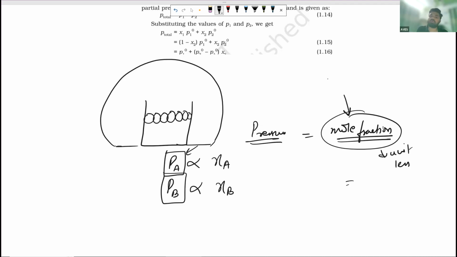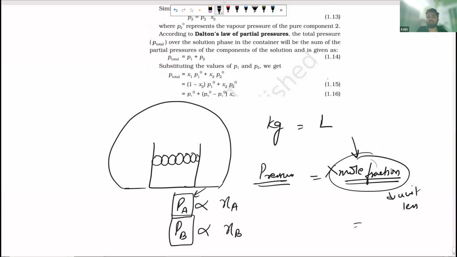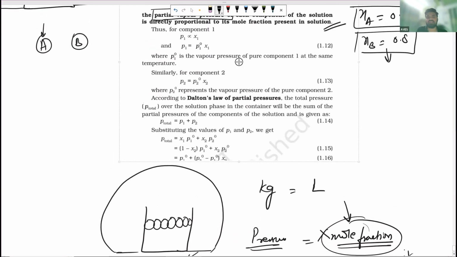How can it be equated? Can you equate kg with liter? No, you cannot. Different units cannot be equated. So how can pressure be equated with something that is a unitless quantity? It means we have to multiply it with something which is a pressure, and we multiplied it with P naught. Here P naught is the partial pressure of the gas in the pure state, when no other solvent is added to it.